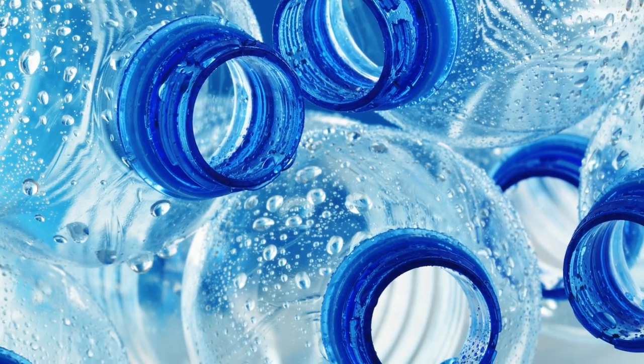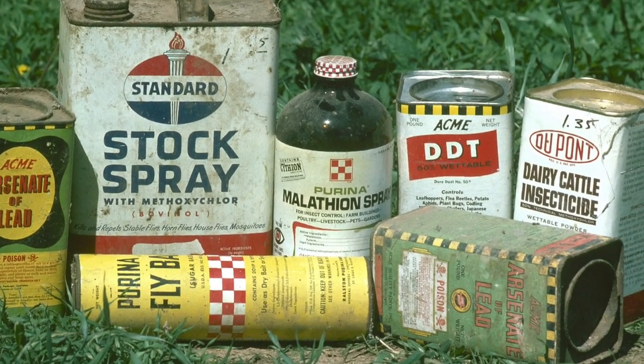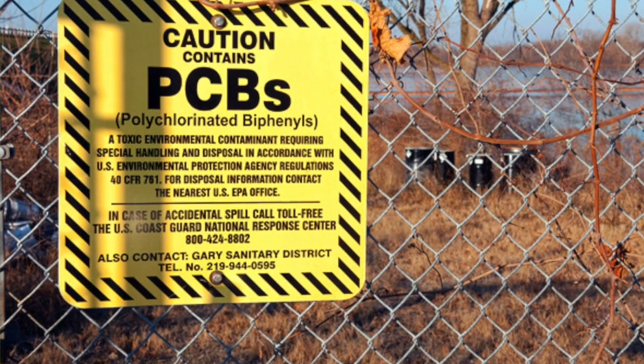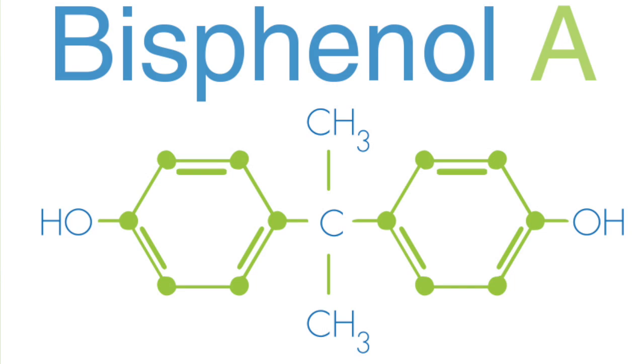They are important in the manufacturing industry and used in many consumer goods, such as plastics. Examples of endocrine disruptors are chlorinated hydrocarbon pesticides, polychlorinated biphenyls, and bisphenol A, which we will further discuss.